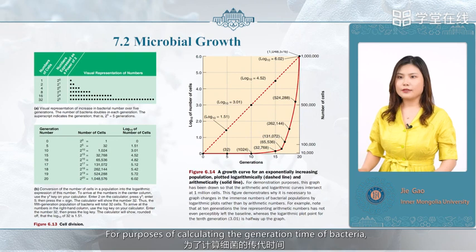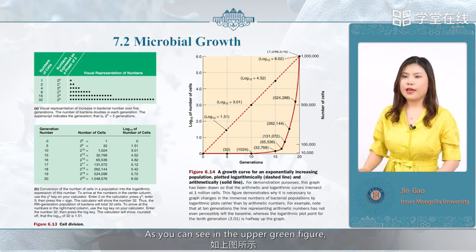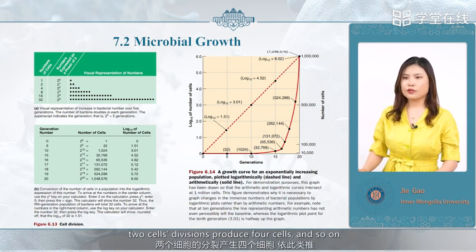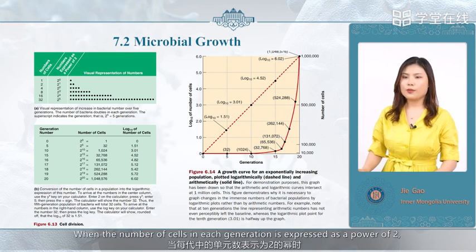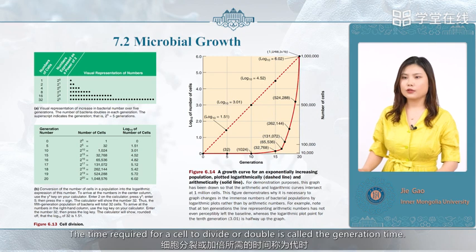For the purpose of calculating the generation time of bacteria, we will consider only reproduction by binary fission, which is by far the most common method. As you can see in the upper green figure, one cell's division produces 2 cells, 2 cells' divisions produce 4 cells, and so on, when the number of cells in each generation is expressed as a power of 2. The exponent tells the number of doublings or generations that have occurred.